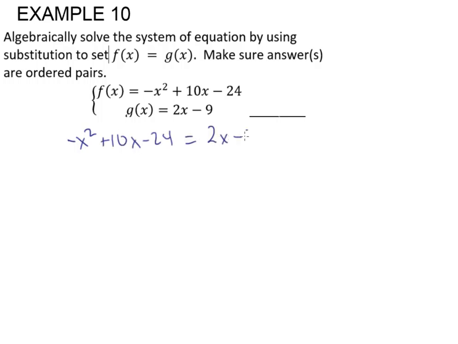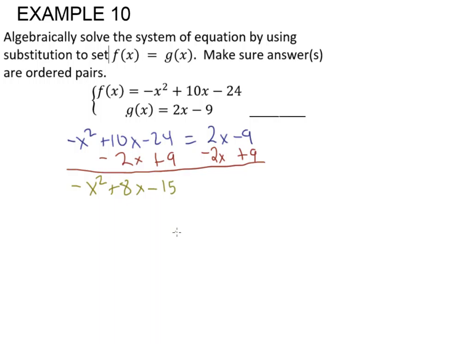So I'm going to minus 2x, minus 2x, and I'm going to add 9 and add 9. I put them under their like terms over here so we can combine them easier. The x squared doesn't change. It is negative x squared. 10 minus 2 is positive 8x. And negative 24 plus 9 is negative 15. Okay, and that equals 0, because over here we get 0.